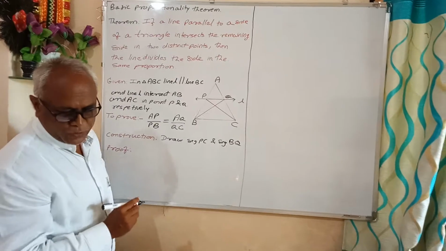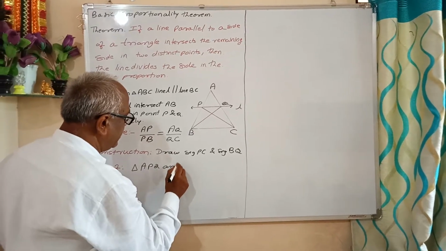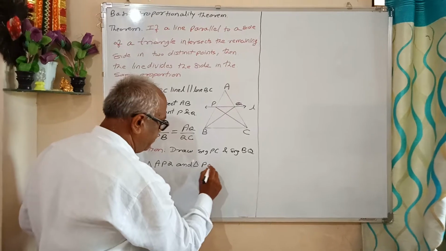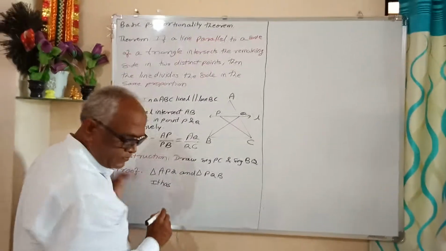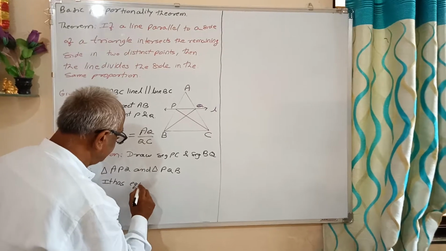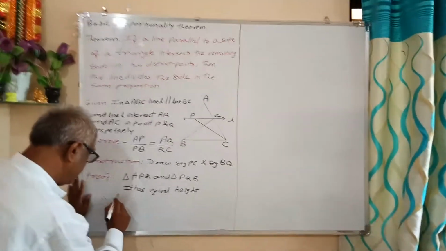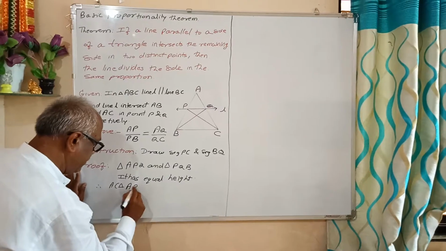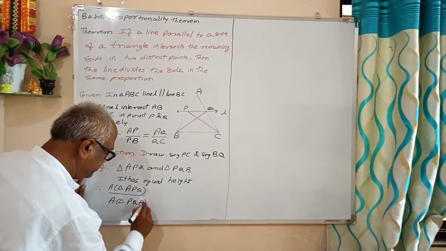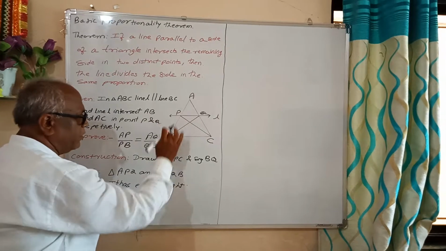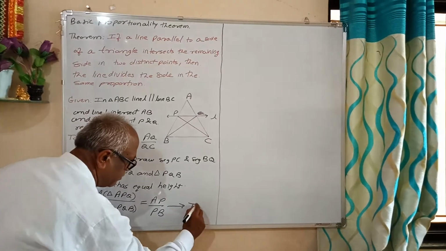Now the proof. In triangle APQ and triangle PQB, they have the same, that is equal height, therefore area of triangle APQ upon area of triangle PQB is equal to AP upon PB. This is equation number 1.